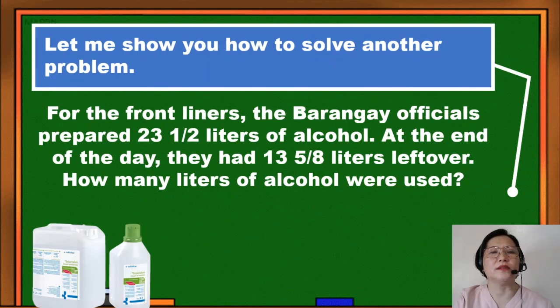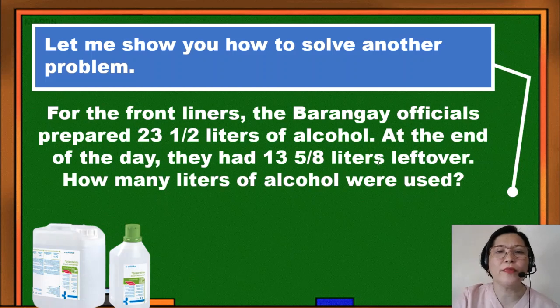How about this one? Let me show you how to solve another problem. For the frontliners, the barangay officials prepared 23.5 liters of alcohol. At the end of the day, they had 13.58 liters left over. How many liters of alcohol were used?